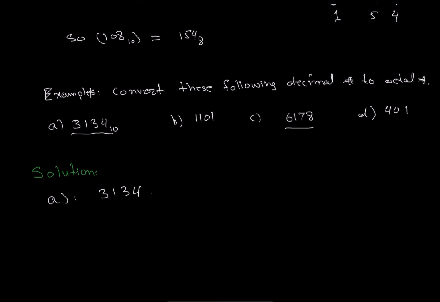So what we will do, we will divide that number by 8. 3134 divided by 8. Let's do division. 3134 divided by 8, we get 391, and we have a remainder that will be 6. We'll bring that 6 down.